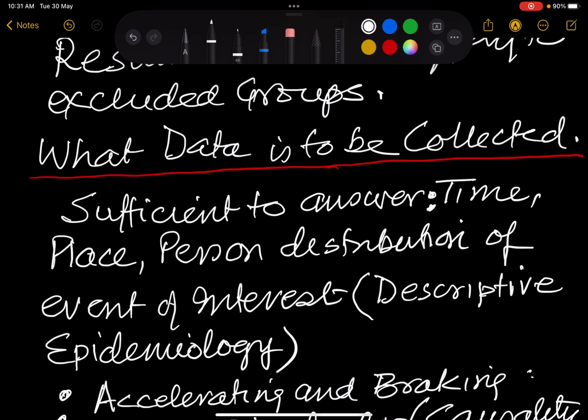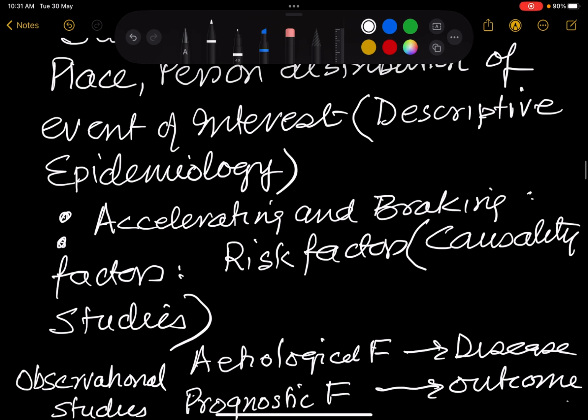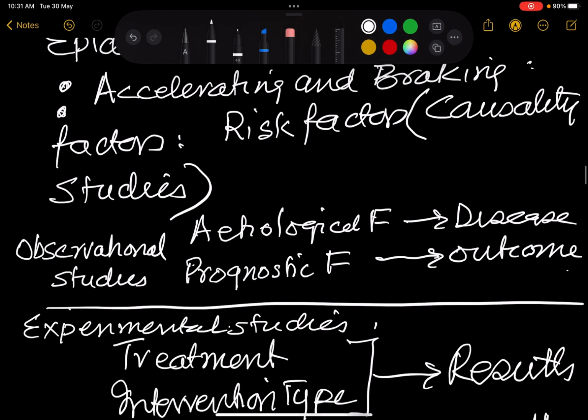This is called descriptive epidemiology. Here you are only describing the event of interest. The second thing is, you must find out factors that accelerate or brake the event of interest, and these are called risk factors, and such studies that associate the event of interest with their cause are called causality studies.